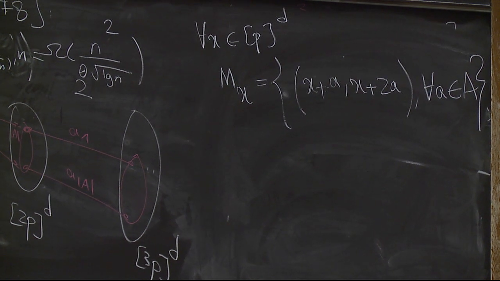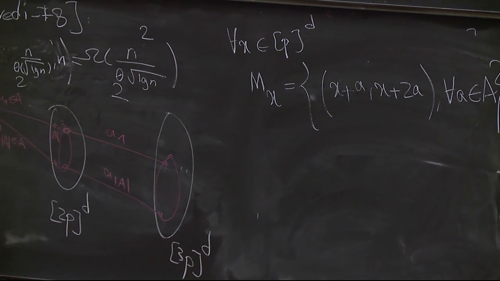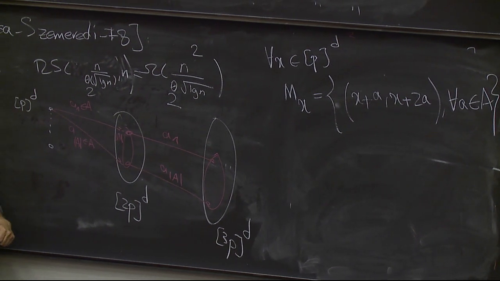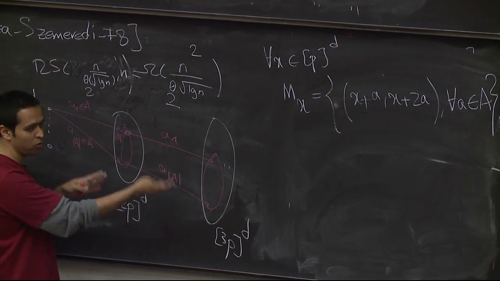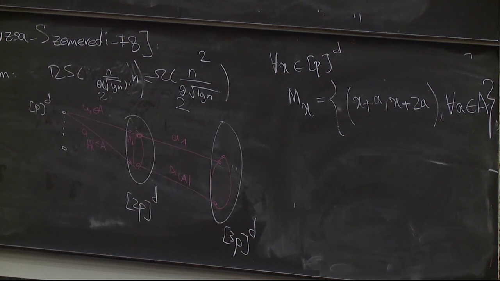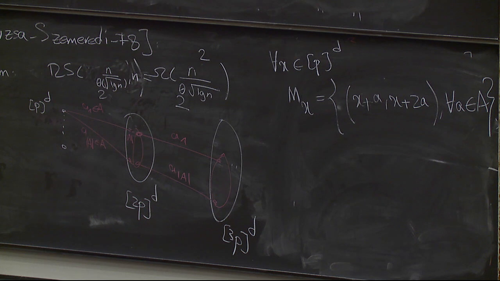And I made this 2p to the d, so there is no, I don't know what it's called, roll-over: when you do the addition, it fits in this space. Sounds good? So these are the definition of my matching. So I have p to the d matchings.